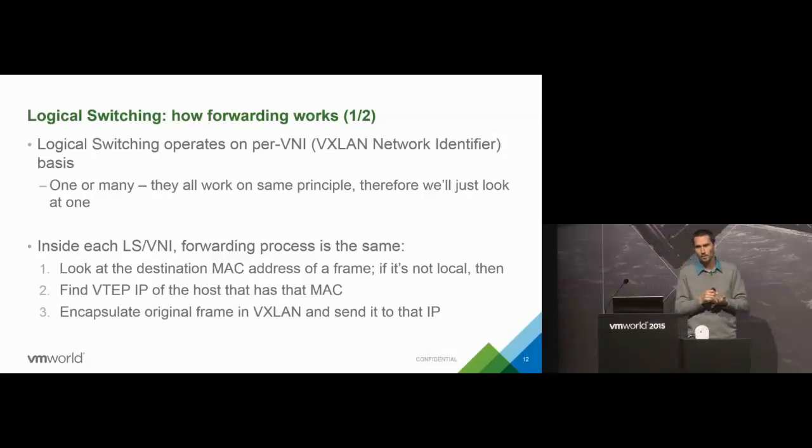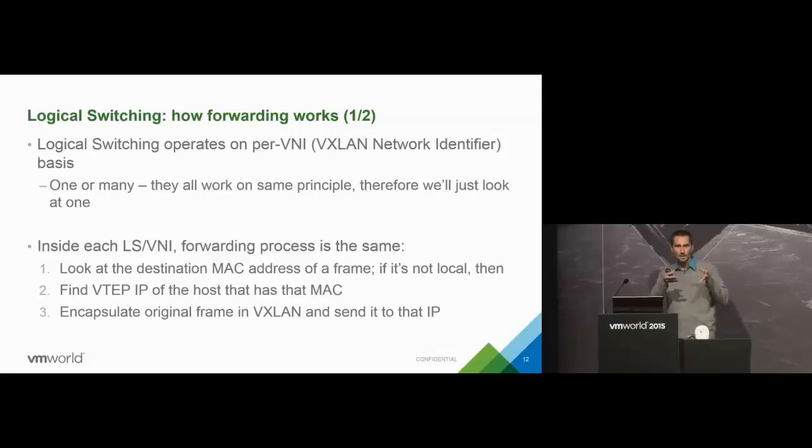How does logical switching forwarding work? Logical switching operates per VNI, like in the physical world, where forwarding is per VLAN. If you look at how forwarding is done within one VLAN, then you can explain how forwarding is done in any number of VLANs, because it's basically the same. Inside each logical switch, LS being logical switch and VNI being, as we've mentioned, a synonym for the logical switch or VXLAN, the forwarding is the same.